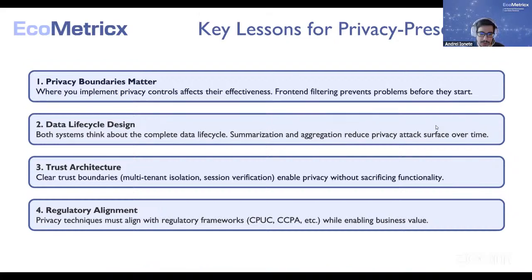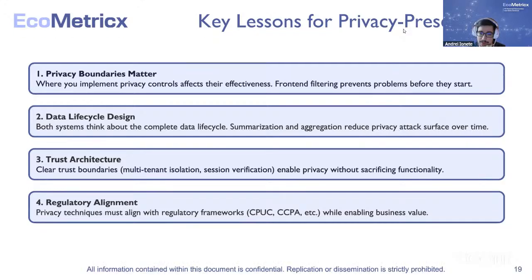And the third one is trust architecture. It means that clear trust boundaries make privacy easier to implement and verify. Multi-tenant isolation is simple to audit and explain, and very efficient. And the last one, regulatory alignment. Privacy isn't just about compliance, it's about building systems that can adapt and grow and remain on top as regulations evolve, as they keep doing.